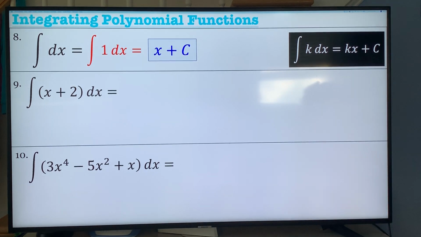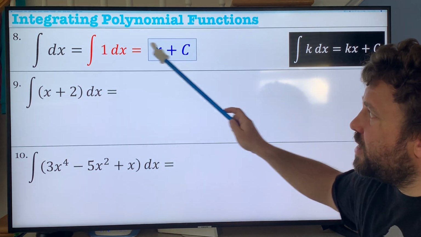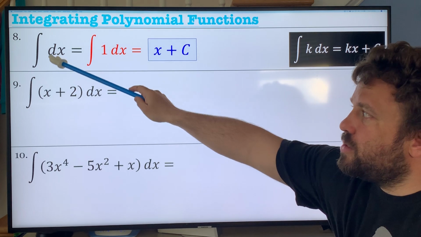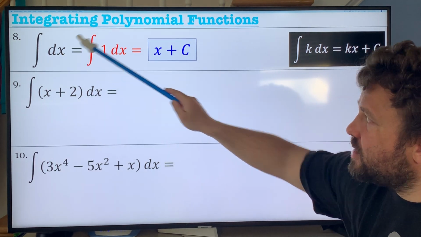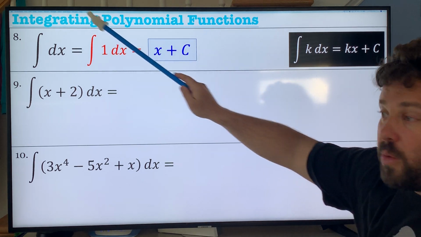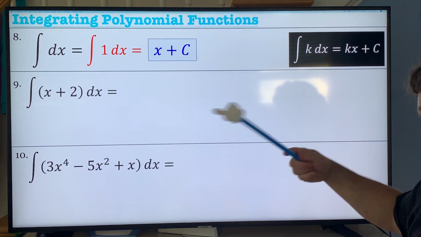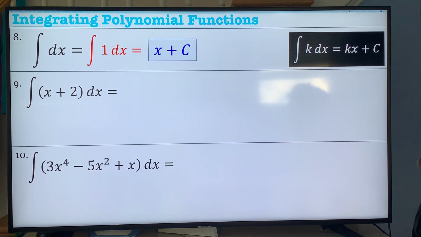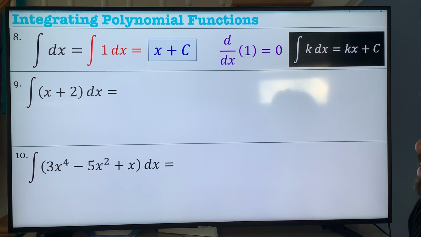See? If this was 6 dx, our answer would be 6x plus c. If this was 10 dx, it'd be 10x plus c. Negative 40 dx, it'd be negative 40x plus c. 1/2 dx, 1/2 x plus c. All right? This one, number 9. Because the derivative of 1 is indeed 0.